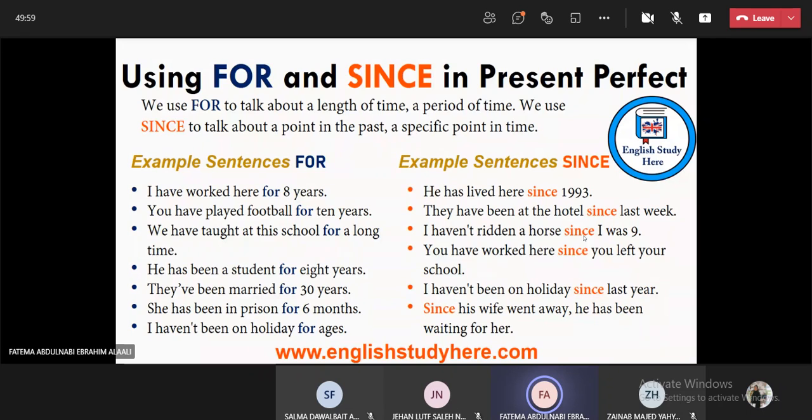And here we have example sentences for since. He has lived here since 1993. So from 1993 till now, 2021, he has lived here. They have been at the hotel since last week. So since last week until now, they are staying in this hotel.